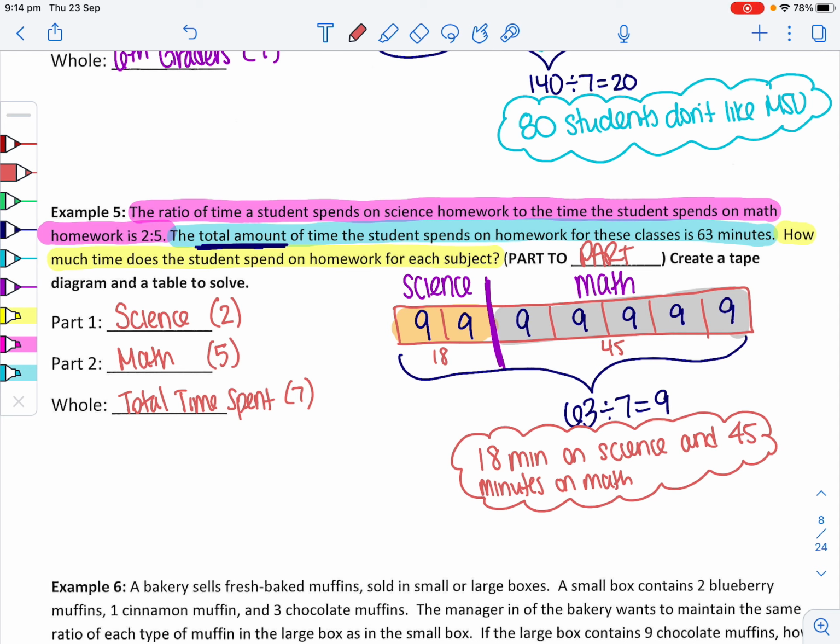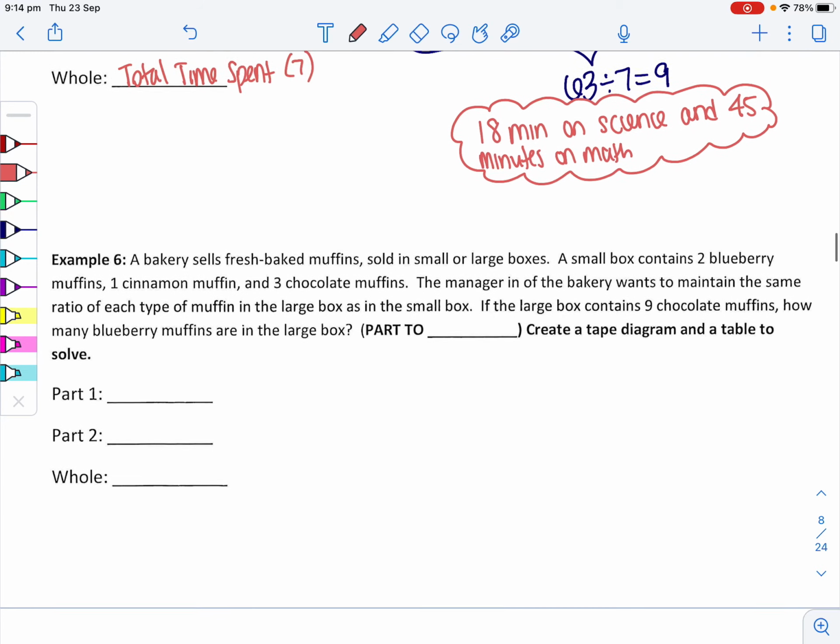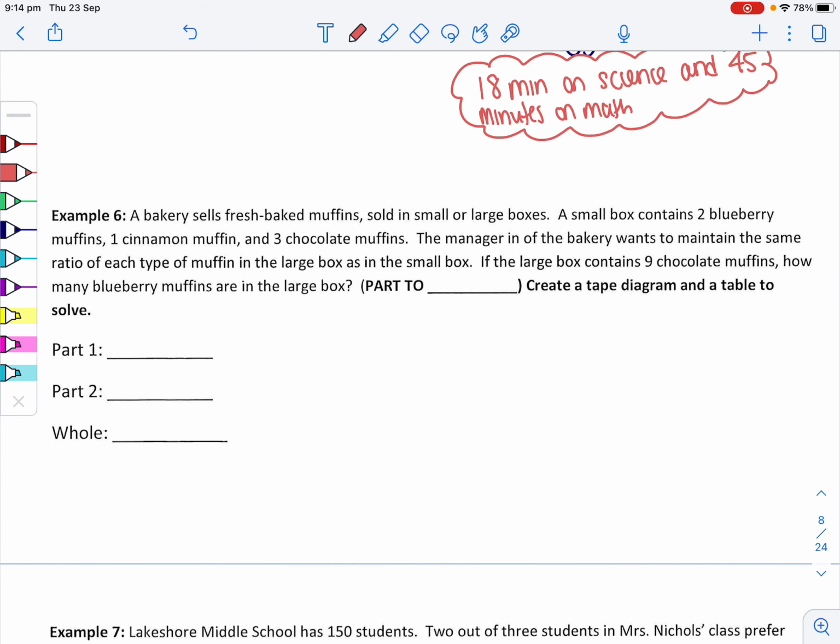I'm going to show one more example here because this is one of them that is made up of more than 2 parts. So this says a bakery sells fresh baked muffins sold in large or small boxes. A small box contains 2 blueberry muffins, 1 cinnamon muffin, and 3 chocolate muffins. So in this one, I've got blueberry, cinnamon, and chocolate. That means I have to add a third part. So I'm going to slide a part 3 in here.